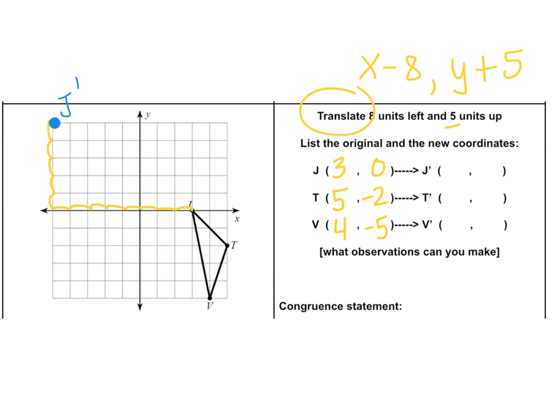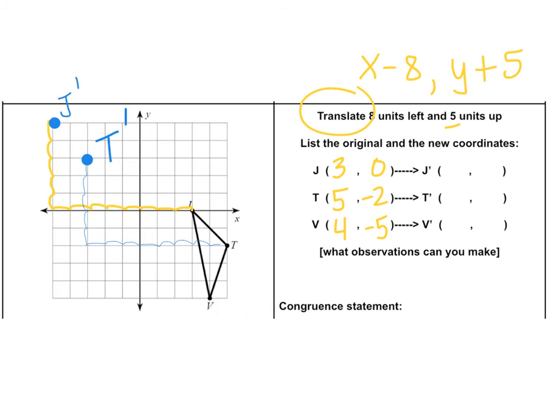Let's do letter T. We're going to go 8 to the left with letter T. So we're going to go 1, 2, 3, 5, 6, 7, 8. And 5 units up. 1, 2, 3, 4, 5. That puts us right there. And we're going to call that T prime. And our final movement of V.